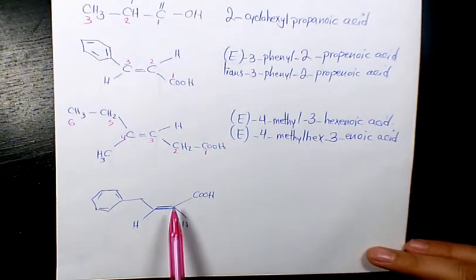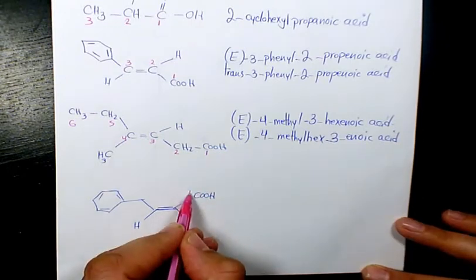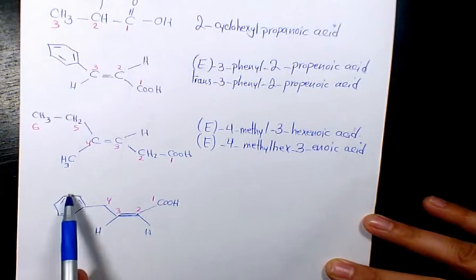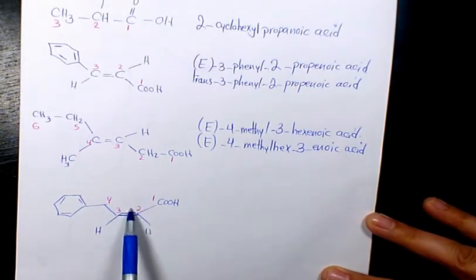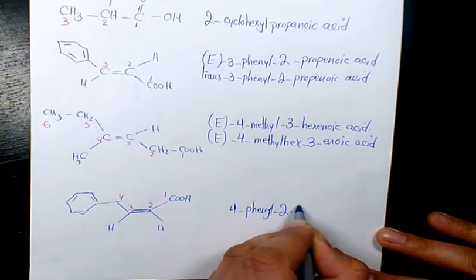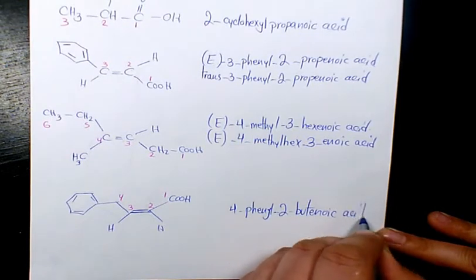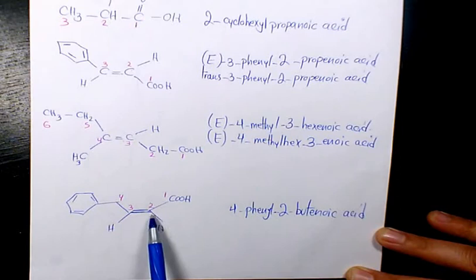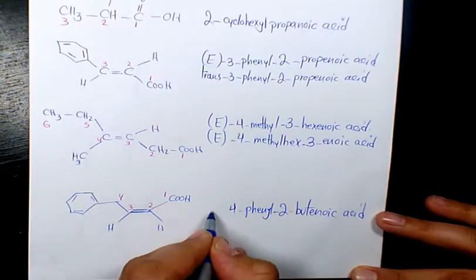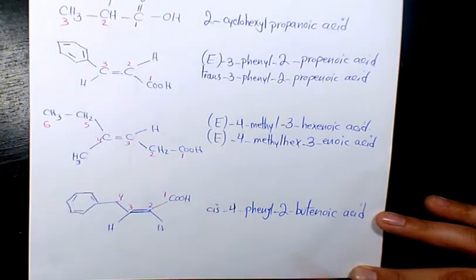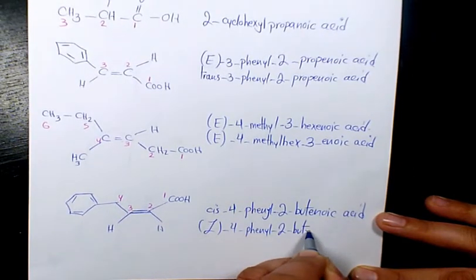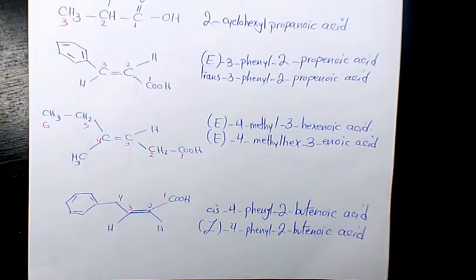Next one. In this chemical now, we need to start numbering from here because we have the acid group: 1, 2, 3, 4. And we have a phenyl group in here, and 2 is the location of the double bond, and we have 4 carbons in total. So it's going to be 4-phenyl, 2-butanoic acid. 4-phenyl because of the location of this benzene group, 2 for the location of this double bond, butanoic because of the 4 carbons. We have a double bond, and we need to make sure that we have cis in front. Why? Because these 2 groups are on the same side. Or we can say Z for 4-phenyl 2-butanoic acid. That's another name for this compound.